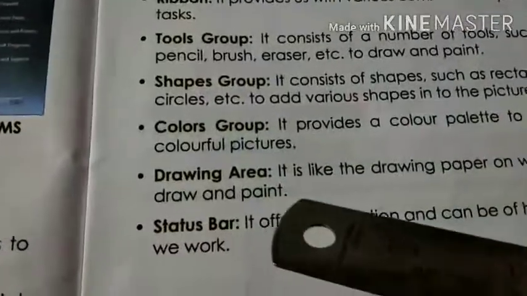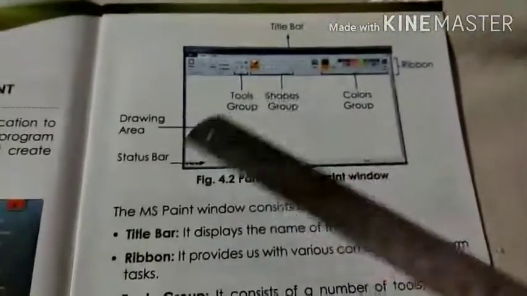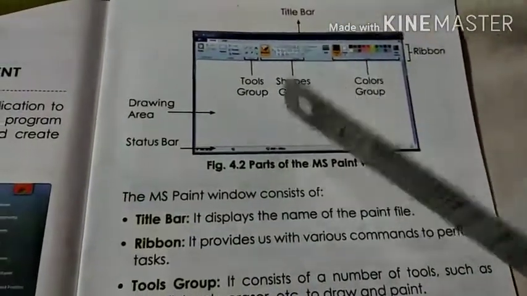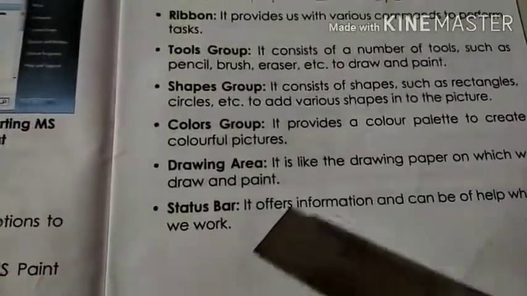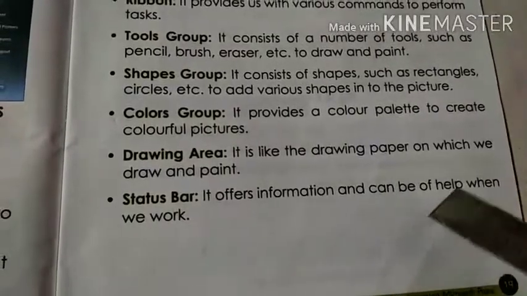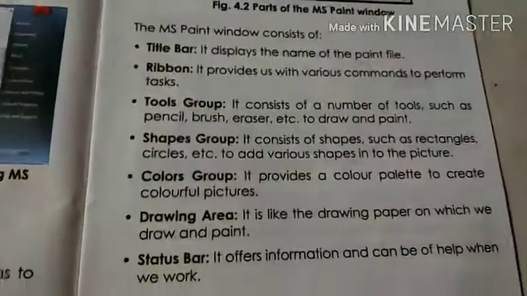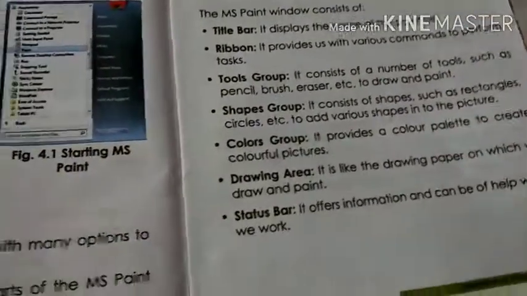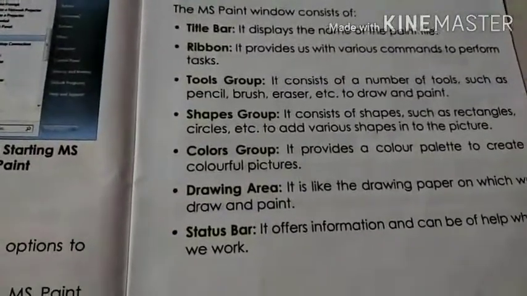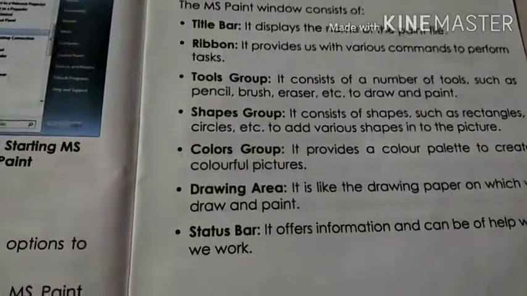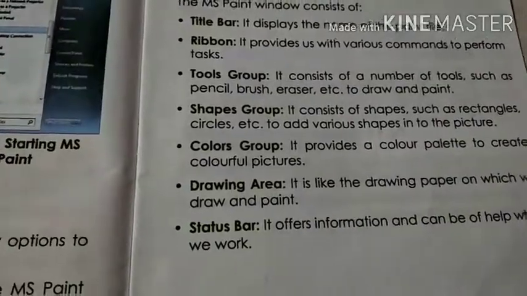Next is drawing area. It is like the drawing paper on which we draw and paint. This blank paper is the drawing area. It seems like your drawing paper. Status bar. It offers information and can be of help when we work. It gives us information when we are working on this window. So what are the parts of the MS Paint window? Title bar, ribbon, tools group, shapes group, color group, drawing area, status bar.